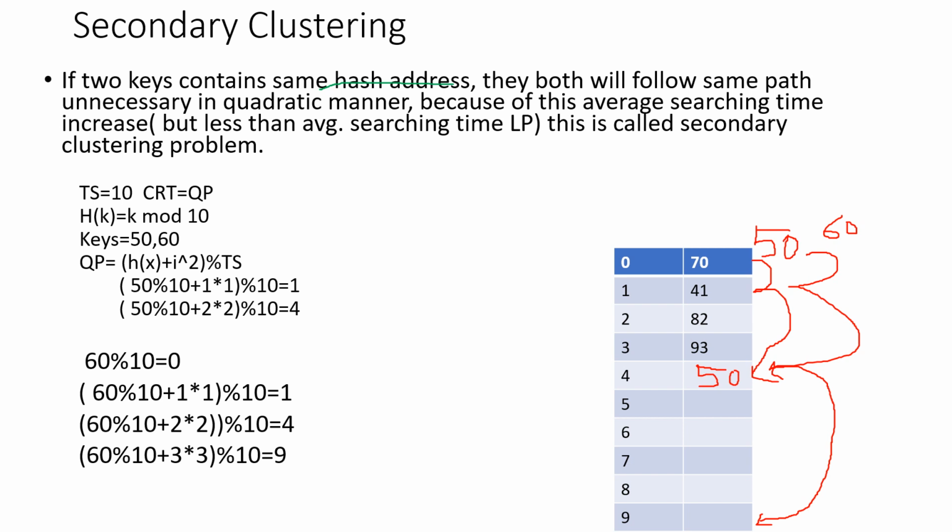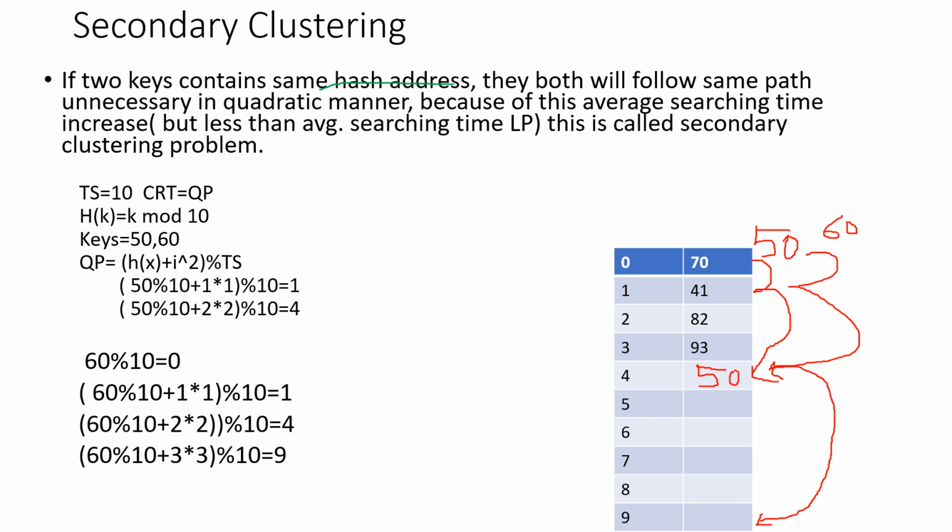In the secondary clustering problem, two elements also get the same path. You have done the square, but you only resolved the primary clustering problem, not the secondary clustering problem. I will show you why I am saying that, and I will explain everything here with a proper scenario, so you can easily understand.